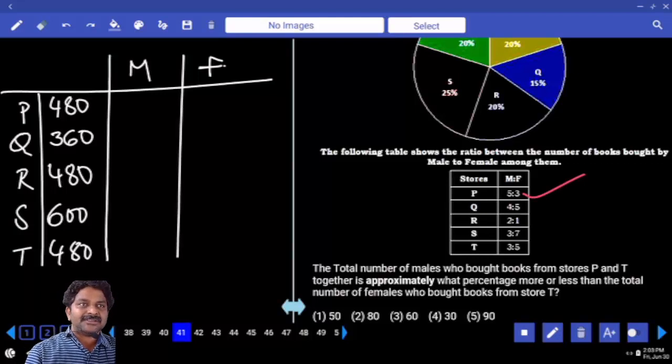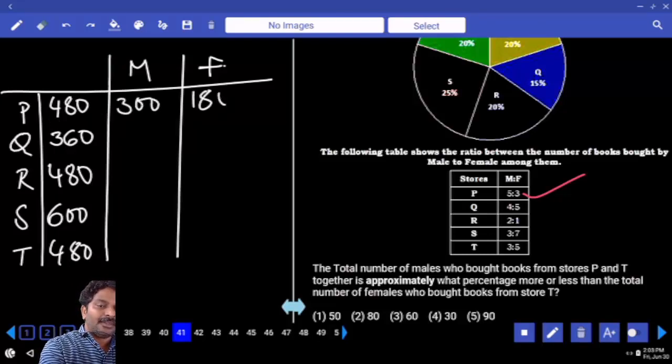5:3, how many parts? 8. How many times is 480? 60 times. So 5 parts, 300. 3 parts, 180. If you look at the last one, that is 3:5, right? Same 480 is there. That means you get 180 and then 300 here.